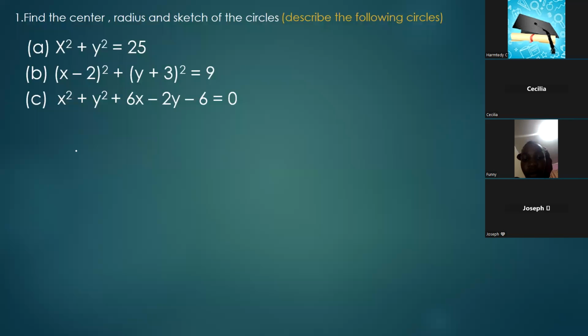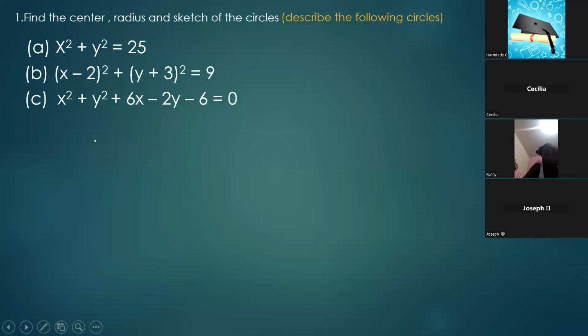All right, so let us do the last part of the question. So the last part of the question is this one. Looking at it, you can't know whether it's a circle, a parabola, hyperbola, or an ellipse. So what you do to describe this circle is to complete the square of each of these terms. You complete the square of x and also complete the square of y independently, but using the same procedure.